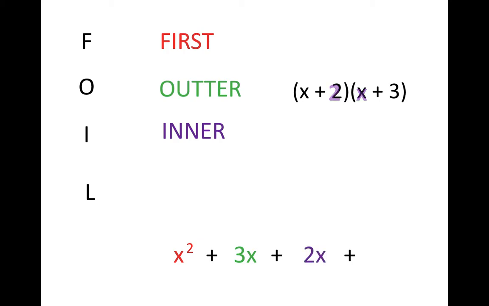And finally, the L stands for last. I'm going to take the last term, or the second term in each binomial. So the 2 times the 3 is going to give me 6. And of course, you can see the middle terms, the O and I, those simplify. So we would get a trinomial x squared plus 5x plus 6. That is the product when you take x plus 2 times x plus 3.